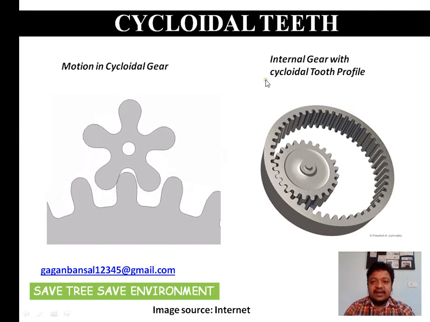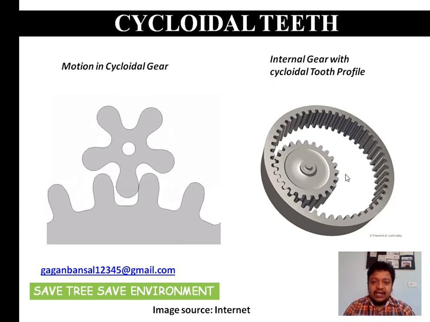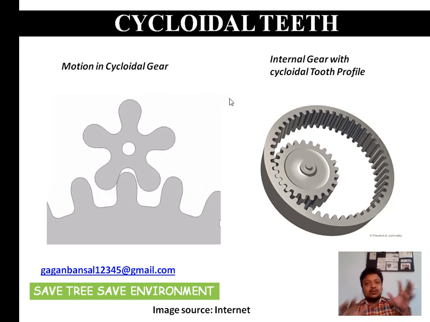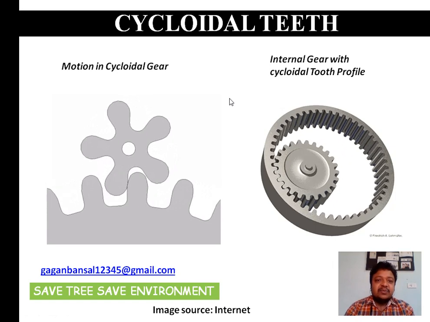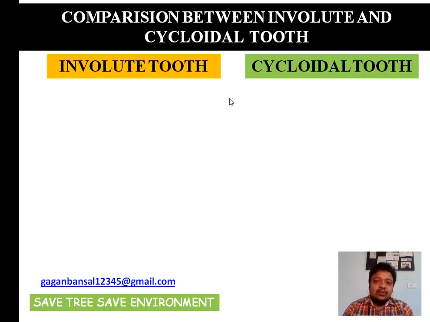Say we have an internal gear with cycloidal tooth profile. Okay, now we are clear with involute tooth profile and cycloidal tooth profile. Let me demonstrate the differences between the two one by one. Let's have the comparison between involute and cycloidal tooth. First, what is involute tooth? In case of involute tooth interference occurs, whereas in case of cycloidal tooth no interference occurs. What we are doing is we are comparing the two types of tooth.